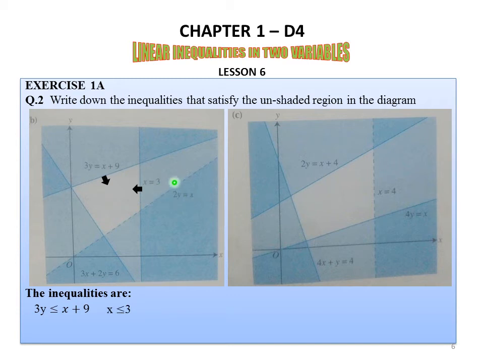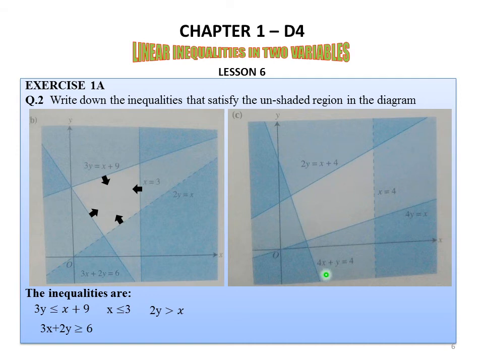So for this equation, 2x is equal to x, its line is this, which is a dotted line, and the region above the line is the defined region. So we will replace this sign of equality with the greater than sign. And for this line, which is solid, and the region above the line is the defined region, we will replace this sign of equality with the greater than or equal to sign. So for this equation, the inequality is this. For this equation, the inequality is this. For this equation, the inequality is this. And for this equation, the inequality is this.